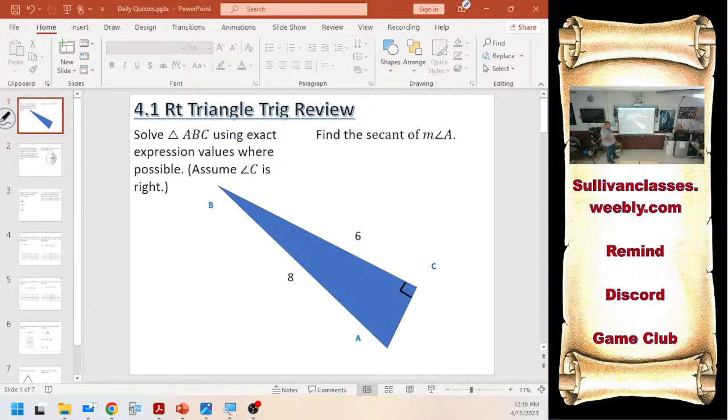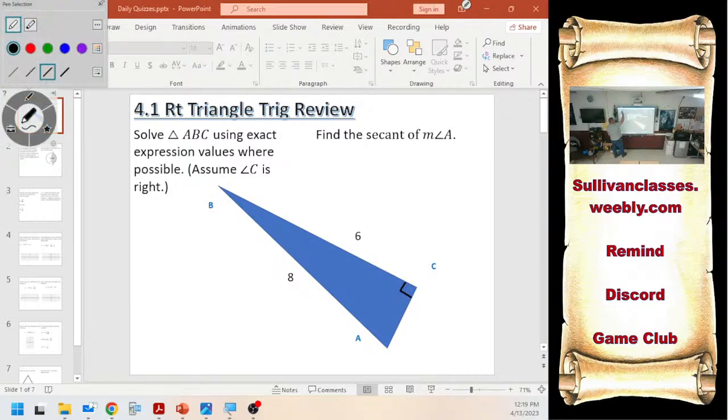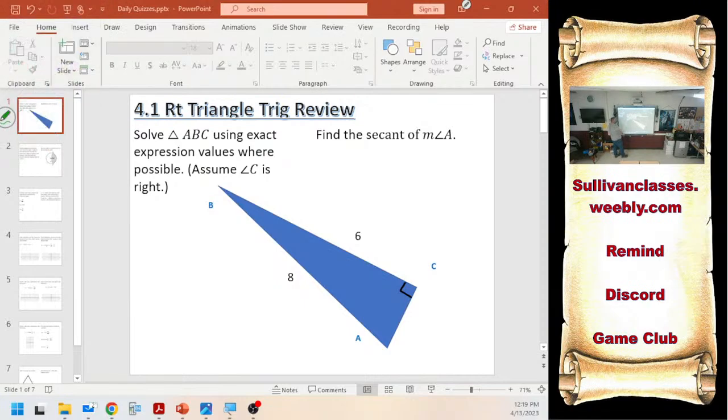If I got a right triangle and 2 sides, then the most accurate way to find the third side is what? Good old cult leader Pythagoras. We're going to say that AC is the square root of, because I'm finding a leg, hypotenuse squared minus leg squared, or 8 squared minus 6 squared, which is 64 minus 36, which is 28, which is 2 root of 7. Simplified. Okay, as accurate as we can.